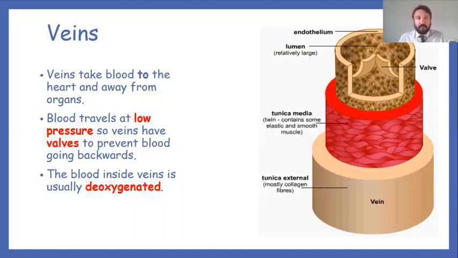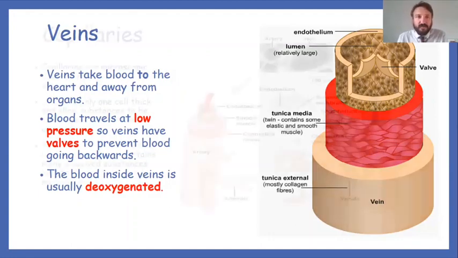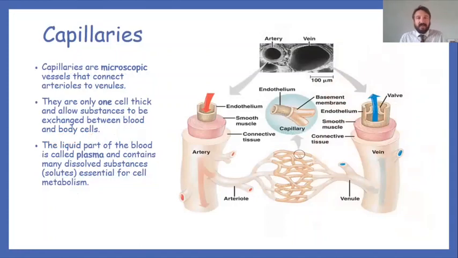Okay, so we've looked at the arteries, we've looked at the veins. We've got one more key element really to look at in terms of blood vessels, and they are the capillaries. Okay, now capillaries are microscopic vessels that connect arterioles and venules together. Now they are only one cell thick, so I can't emphasize enough how tiny these are going to be. Okay, and they allow substances to exchange between blood and cells.